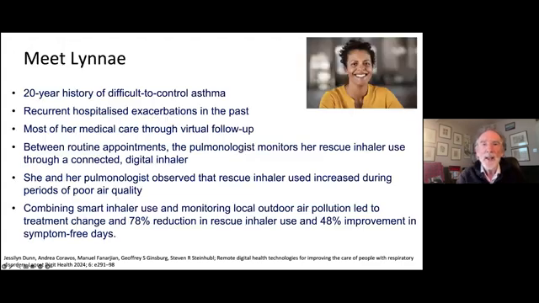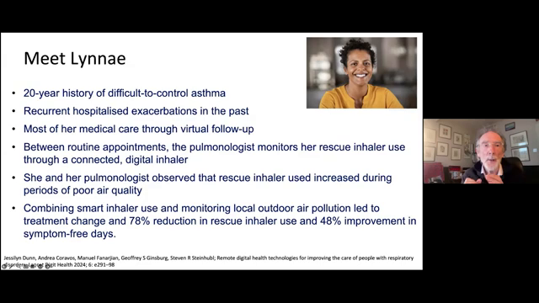Okay, so here is a case taken from that Lancet article. I think it's slightly idealized at the moment, but it shows where we can be going. So this is a lady who's got a 20-year history of difficult to control asthma. She's had recurrent hospital admissions, but most of her medical care is now delivered virtually via telephone or video consultations. Between the routine appointments, the pulmonologist can monitor her rescue inhaler use through a connected digital inhaler. But we can also monitor pollution levels or pollen counts.